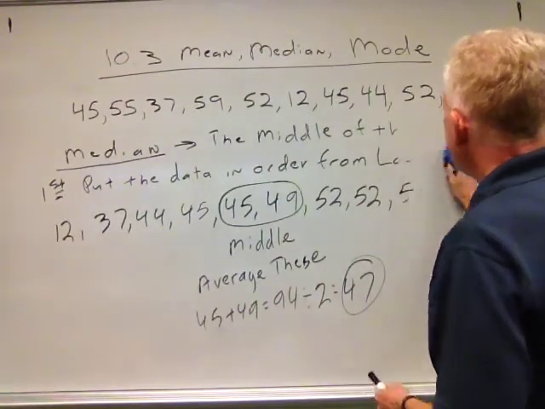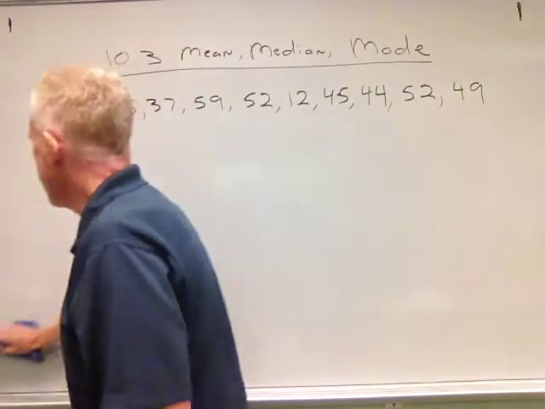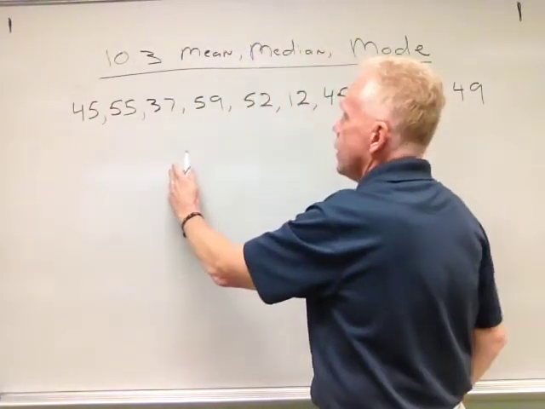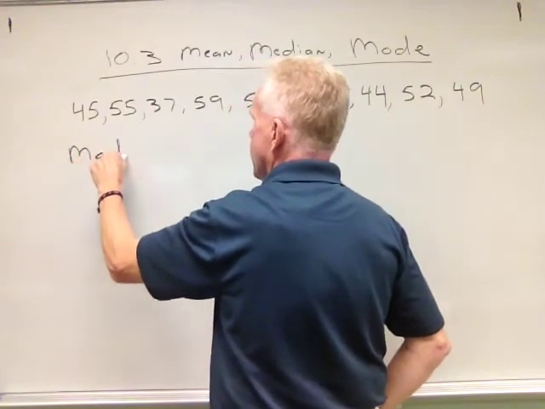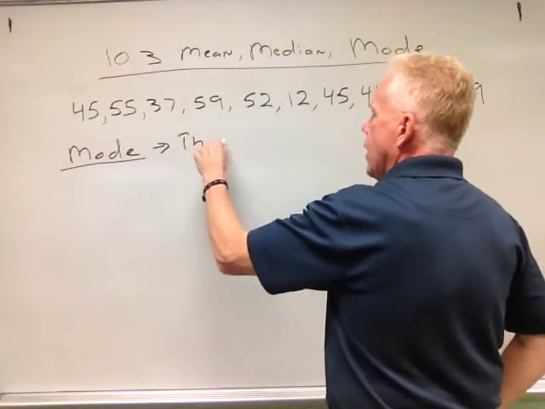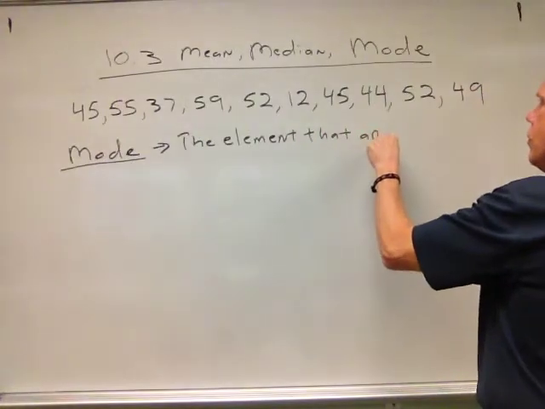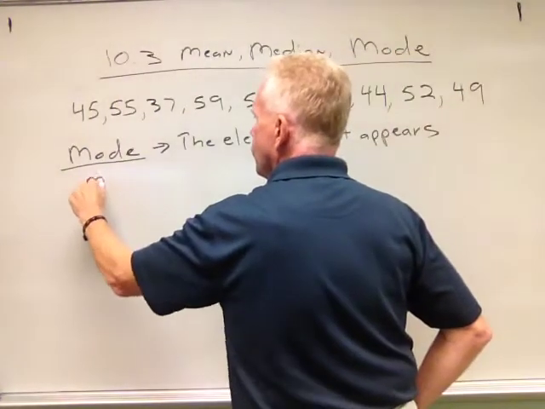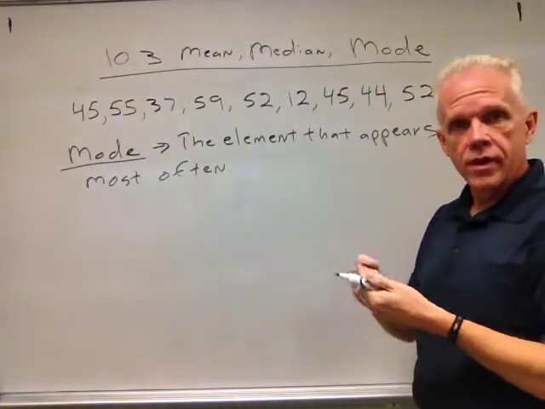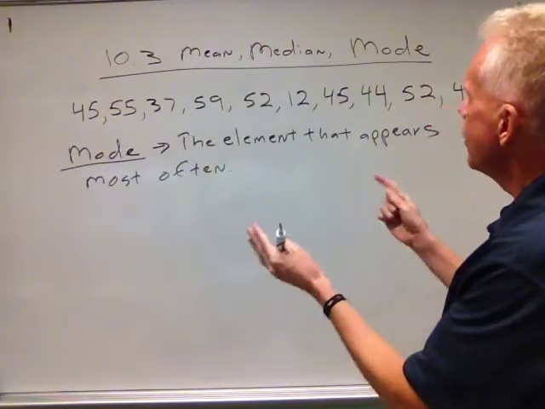All right, so let's now look at our last measure of central tendency, and that would be the mode. By the way, let's just go ahead and do this. We'll do our mode. Okay, so the mode for a set of data is the element in the data that appears most often. So if there's some element in the data that appears more than the other elements, then that element would be called the mode. So when I look here, I notice a couple of things.